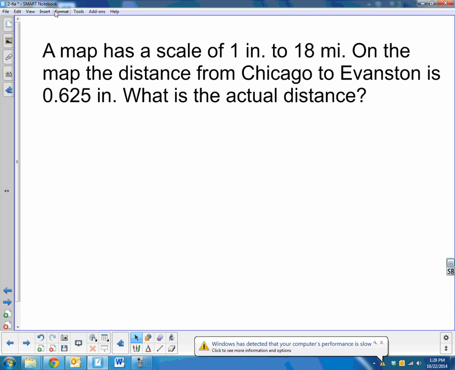So we've got a map. Maps are a great way to talk about this. And a map has a scale of 1 inch to 18 miles. On the map, the distance from Chicago to Evanston is 0.625 inches. What is the actual distance?